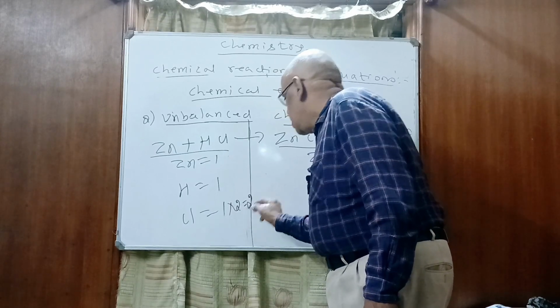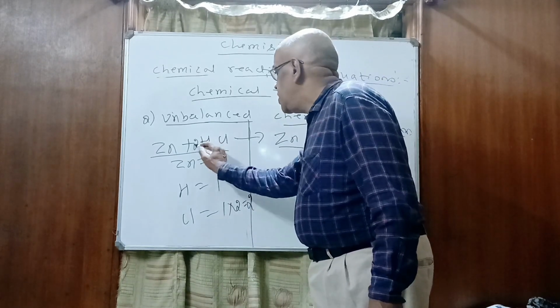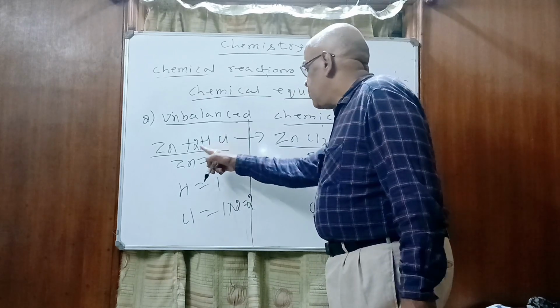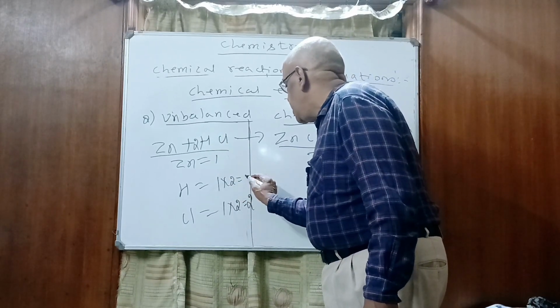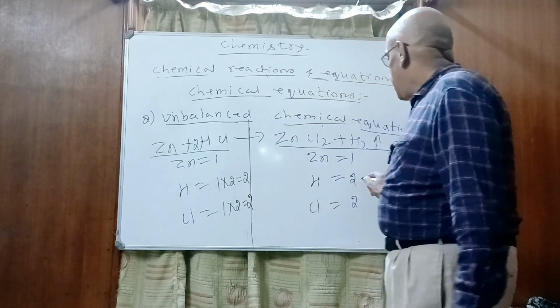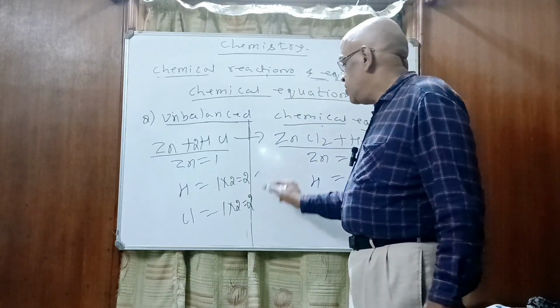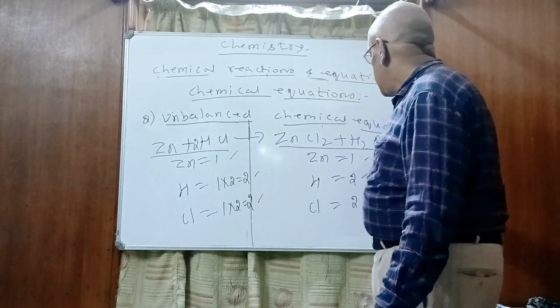2 into 1, 2. So multiply here by 2. What happens here? When you balance the chlorine, hydrogen also gets multiplied automatically. 1 into 2, 2. See children, when you balance chlorine, hydrogen is also balanced. To start with, only zinc was balanced.